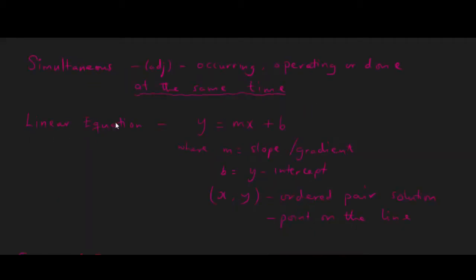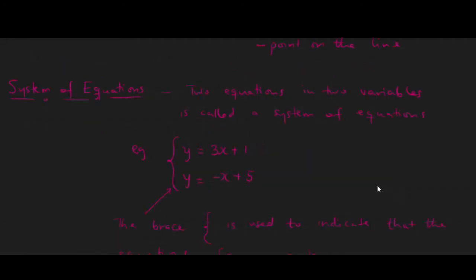From the word linear equation, we also mean that the equations will be in the form y is equal to mx plus b, where m is the slope or gradient of the line, and b is the y-intercept, or where the line intercepts the y-axis. Now, the ordered pair (x, y) will be the solution set of the two equations, or the points at which the two lines intersect. Another way to call simultaneous equations is system of equations.